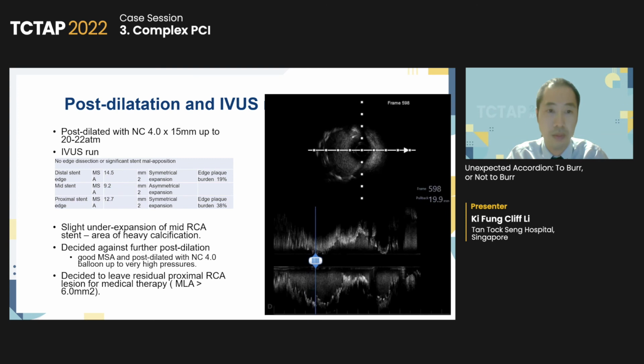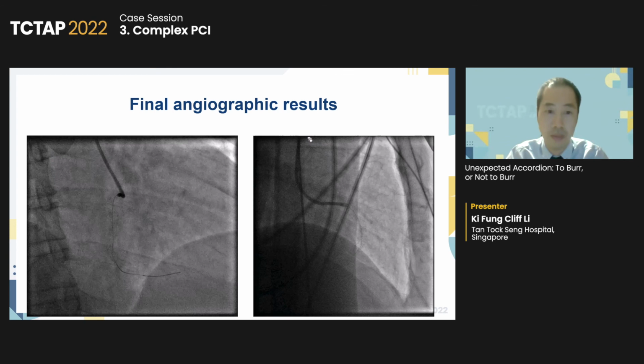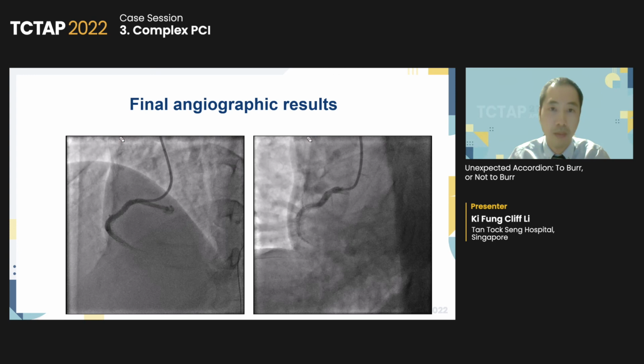But we decided not to pursue this further because of the risk of perforation, since we had already used a 4-0 NC balloon to post-dilate at high pressures, up to 22 atmospheres. So these are the final angiographic results, which show very good angiographic expansion of the stent and no stent edge dissections. These are the final angiographic results of PCI to the proximal RCA.